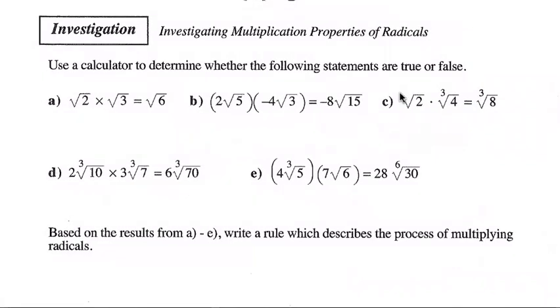So using your calculator, you can punch into your calculator the square root of 2 times the square root of 3, get some decimal number, and then punch in the square root of 6 to see if they're equal. Do the same process for A, B, C, D, and E to see which ones are equal and which ones are not. I would pause the video here, take a couple of minutes, do those, and then I will come back and talk to them.